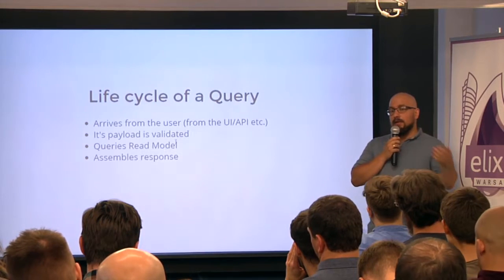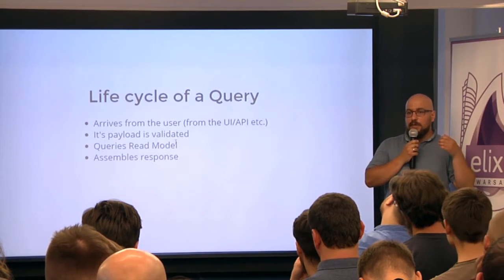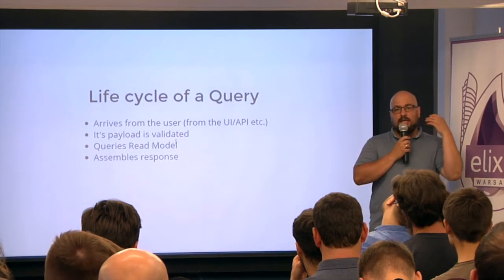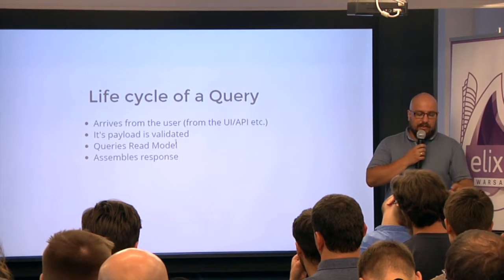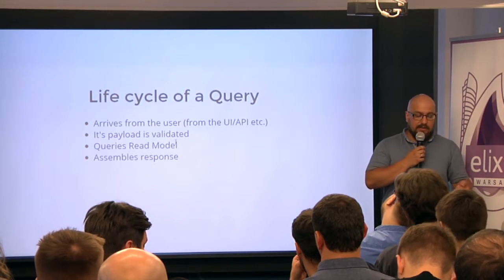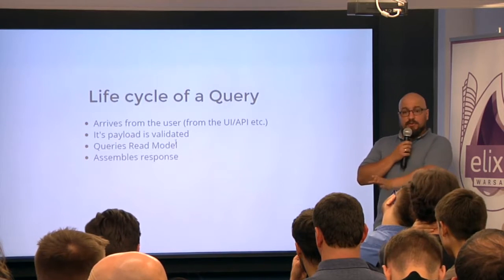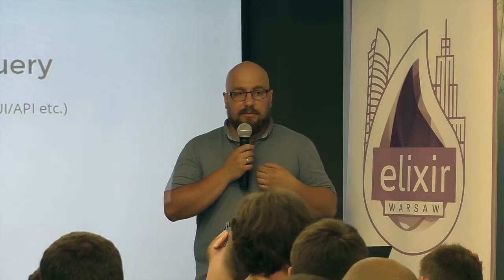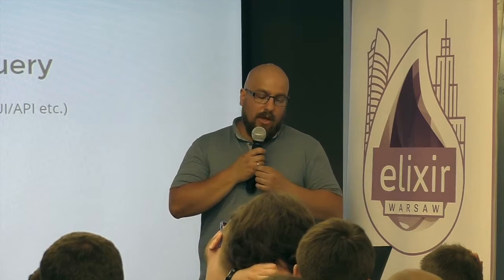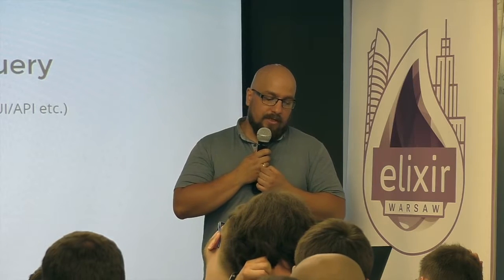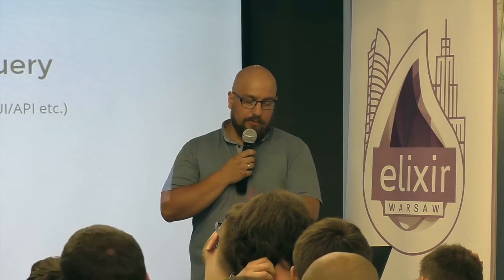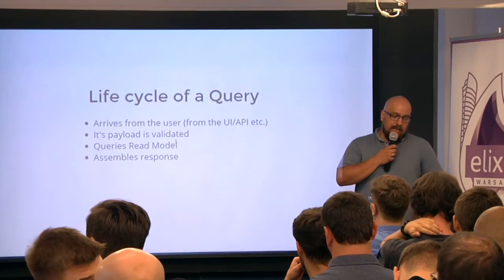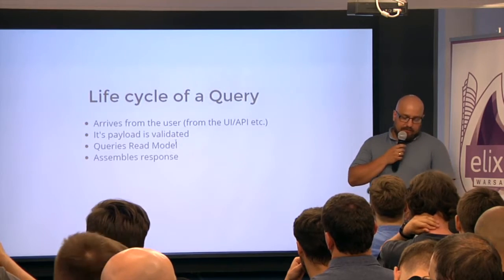On the other hand, while the life cycle of commands is quite complex and maybe difficult to get a grasp on, the lifecycle of queries is easy. Something issues a query, the payload is already validated. It queries the read model, which in our case is a Postgres database. We use Ecto as well in a very simple way, where we just have some selects and it outputs some data. Then this data is being serialized with Python and sent over to the user. And there's nothing special about the queries.